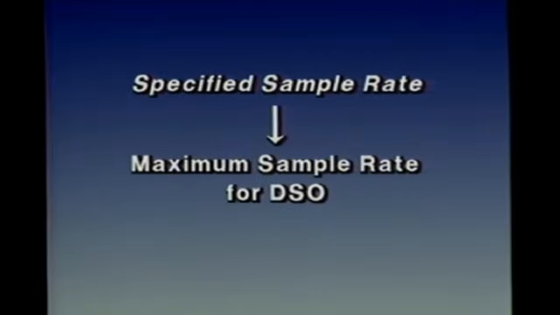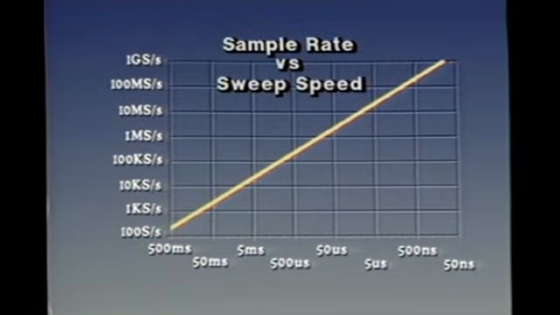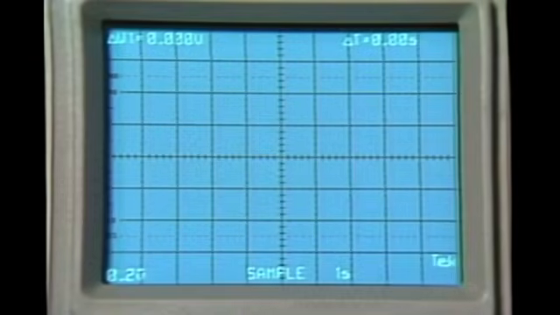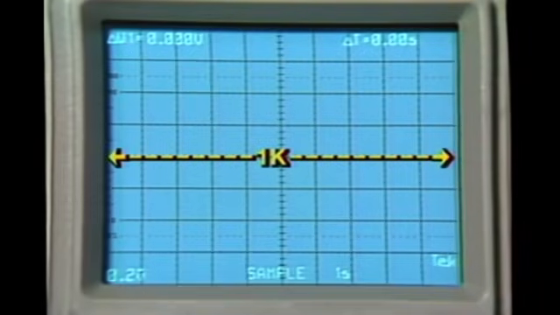A DSO's stated sample rate refers to the scope's maximum sample rate. To maintain the same number of displayed points, the actual sample rate of a DSO changes based on the sweep speed setting. At slow sweep speeds, the sample rate is significantly reduced from the scope's stated maximum sample rate. Let's see how this works. We'll assume the DSO has a 1,000-point record, and enough samples will be taken to fill the record.